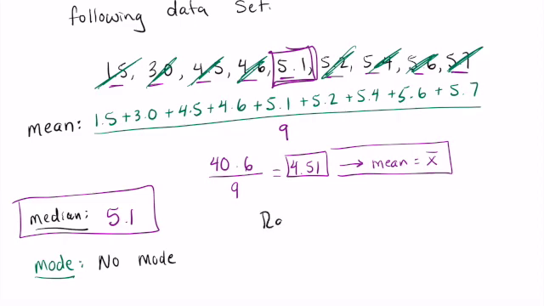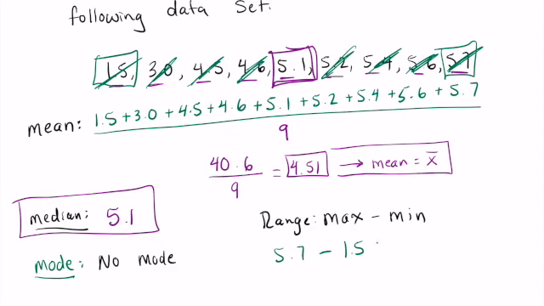But math is never done, right? Let's try just one more quick thing. See if we remember from the last example. Our range is our max minus our min. Well, here we're going to take 5.7 because that is our maximum number, and we're going to subtract our minimum, which is 1.5. And when I subtract those from each other, I get 4.2. And that's my range.